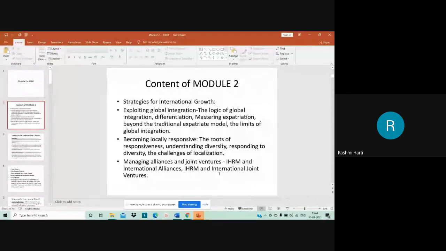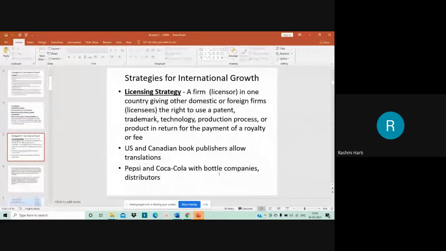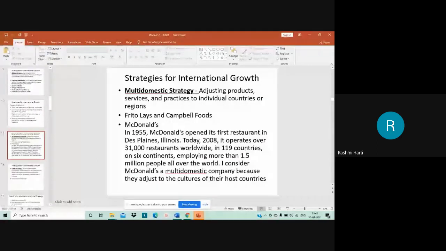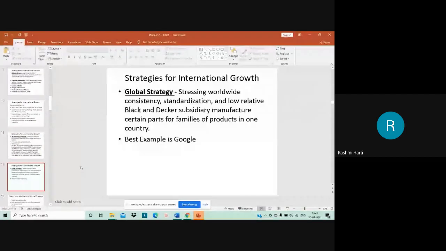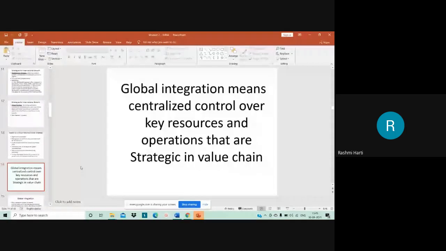Strategy for international growth, is it clearly understood? Exporting, then licensing strategy, then franchising strategy, alliance strategy, is it clearly understood? Multi-domestic strategy, any doubts in this? No, ma'am. Okay, so that is clearly understood, right? Then global strategy or global integration, is it clearly understood? The need for multinational global strategy and global integration, is it clearly understood?